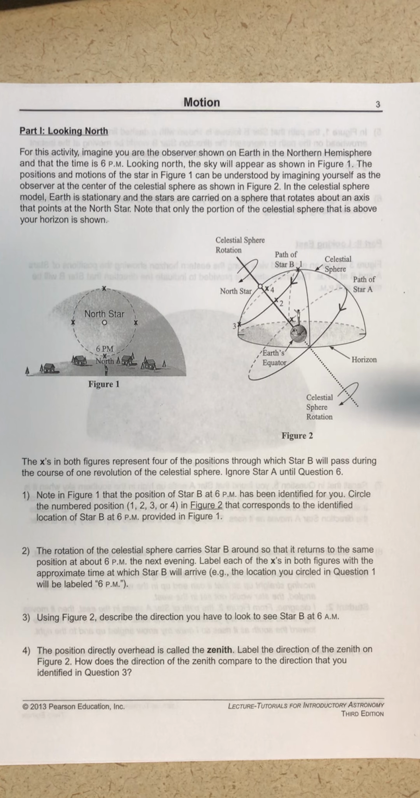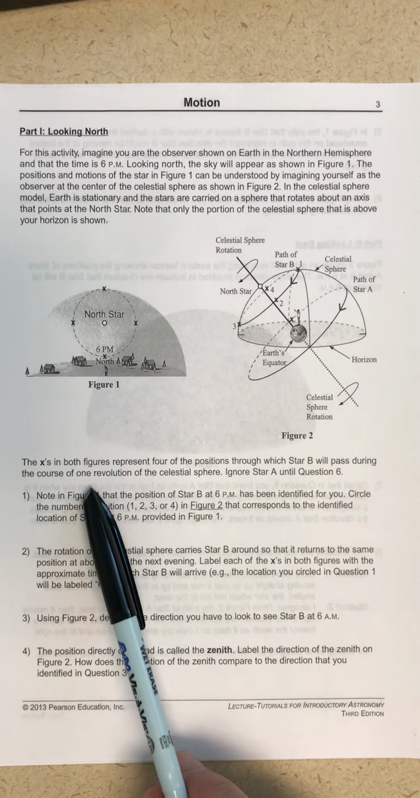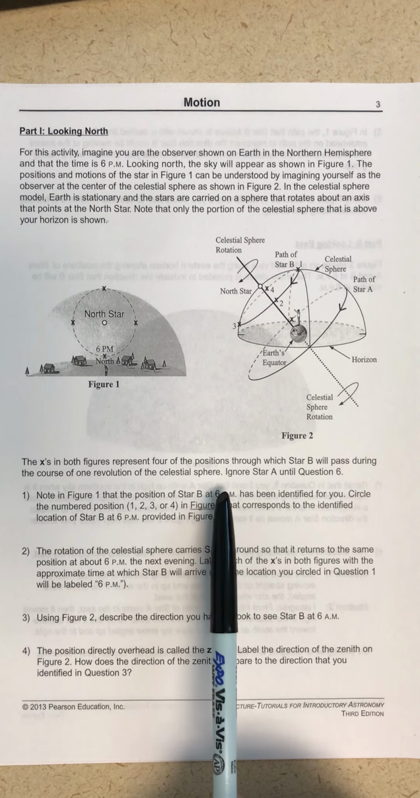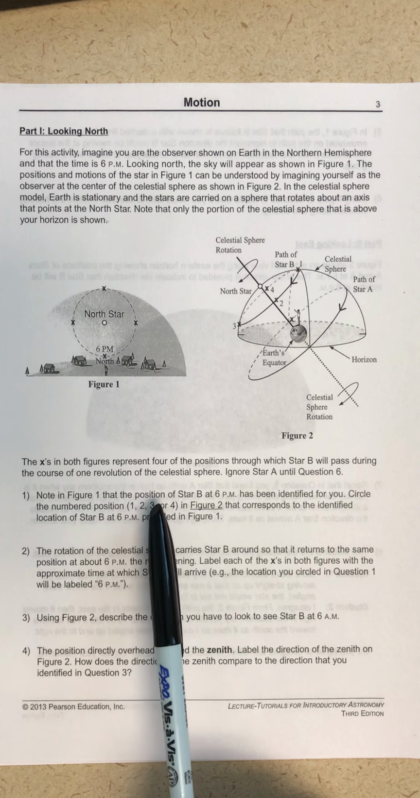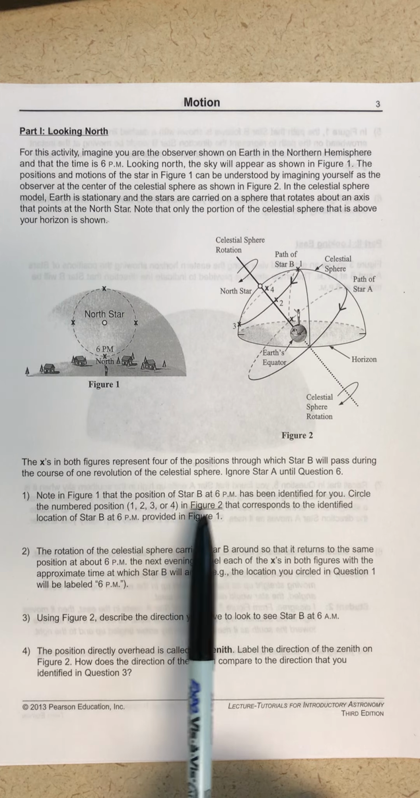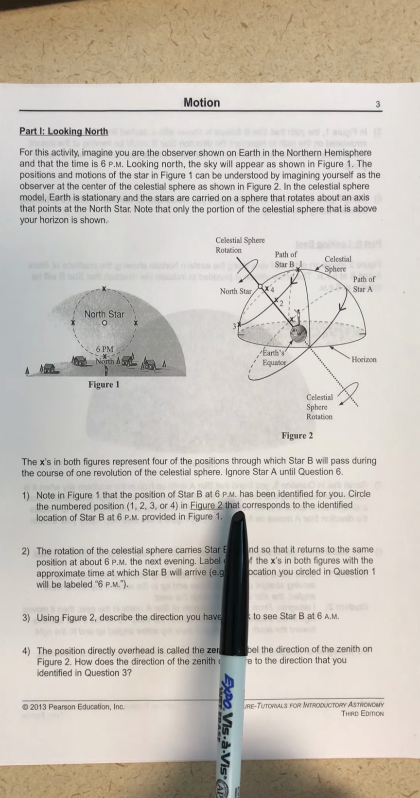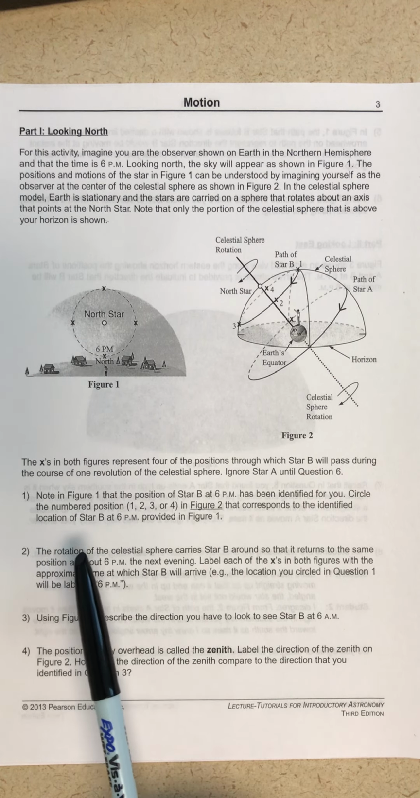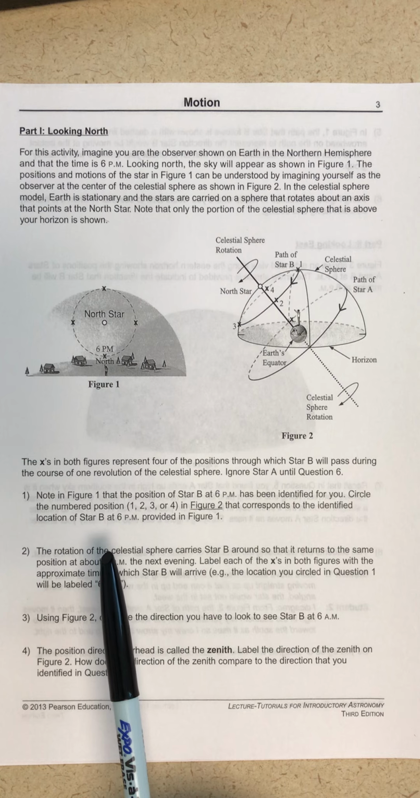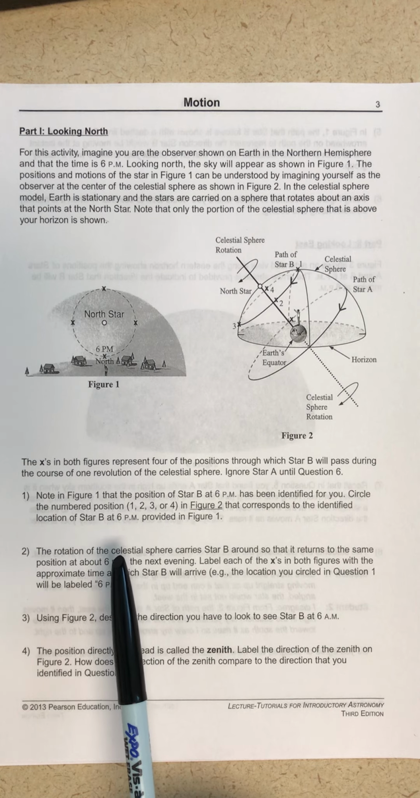as you can't see things below your horizon. The X in both figures represents four of the positions through which star B will pass during the course of one revolution of the celestial sphere. And for now, we're ignoring star A. Come back to that later. Note in Figure 1 that the position of star B at 6 p.m. has been identified for you.